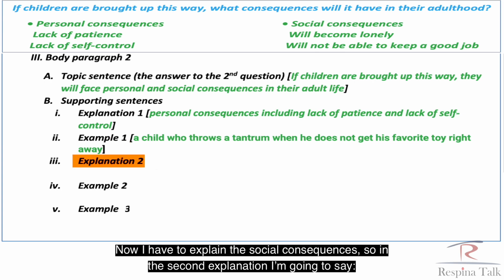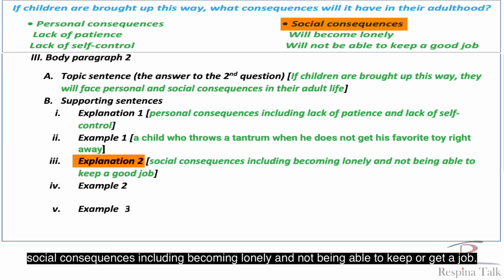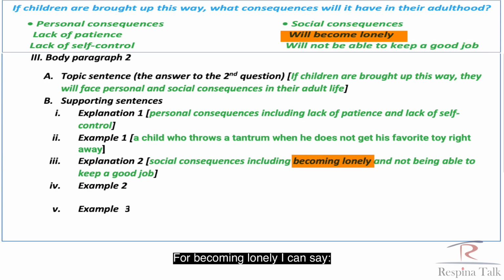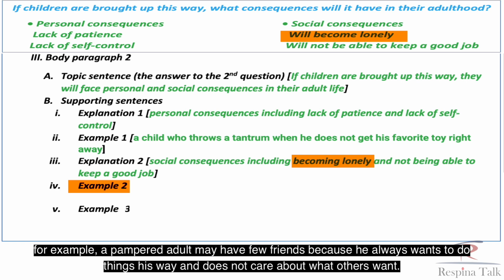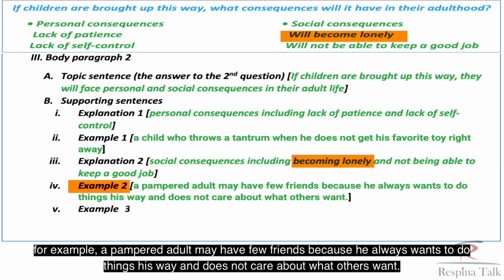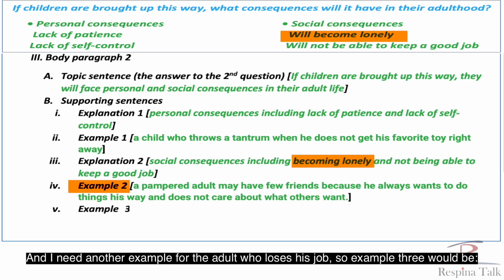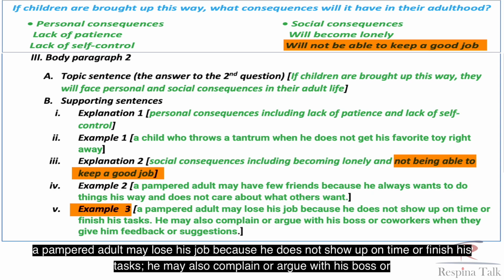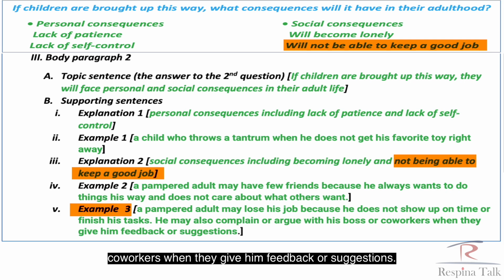So in the second explanation, I'm going to say social consequences, including becoming lonely and not being able to keep or get a job. For becoming lonely, I can say, for example, a pampered adult may have few friends because he always wants to do things his way and does not care about what others want. And I need another example for the adult who loses his job. So example 3 would be, a pampered adult may lose his job because he does not show up on time or finish his tasks. He may also complain or argue with his boss or coworkers when they give him feedback or suggestions.